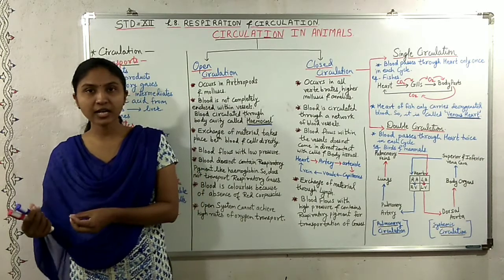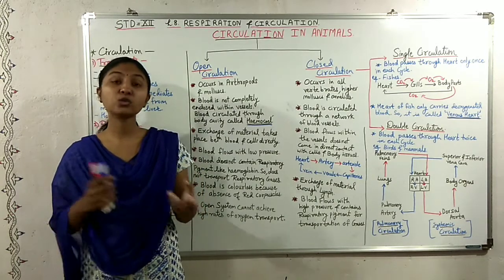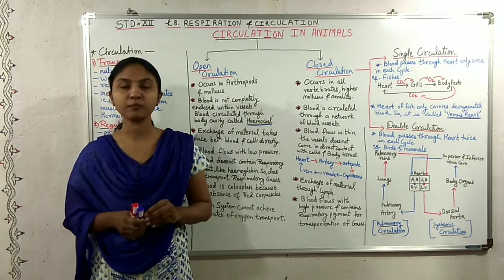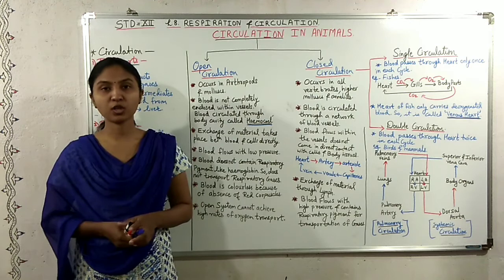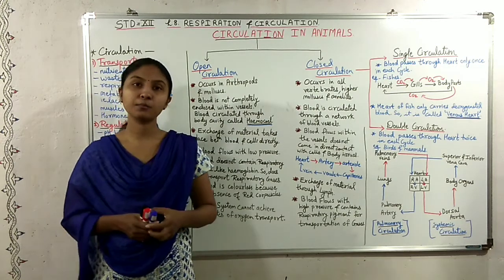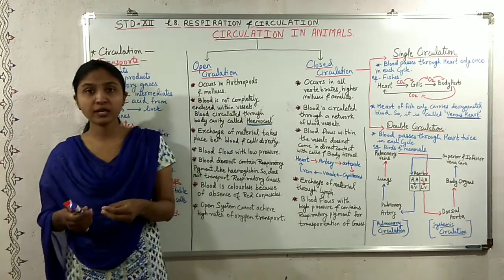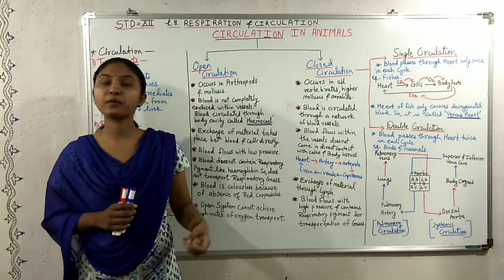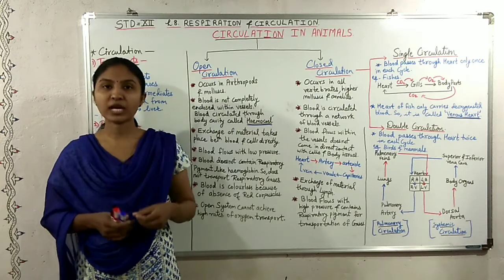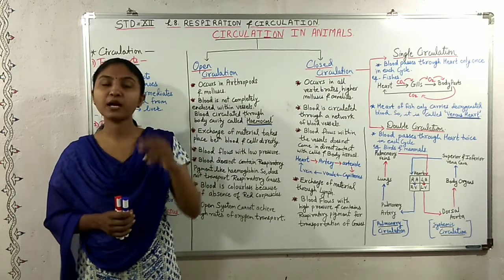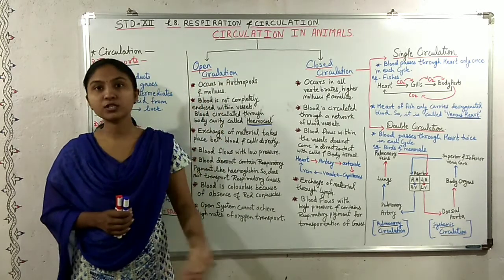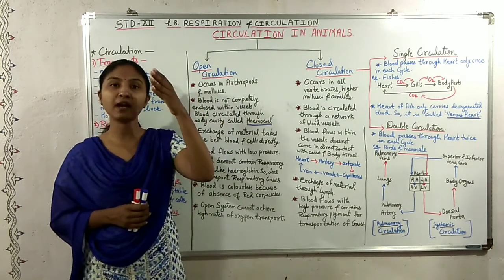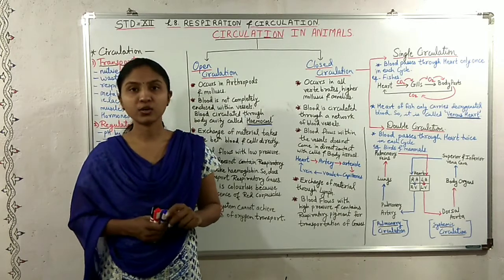Now in higher animals, from annelida to chordata, these animals have a special fluid which helps in the transportation of the nutrients, and that is the blood. This blood is pumped from the heart to the different tissues through the vessels. This flow of the blood from the heart to the tissues and from the tissues again to the heart is called circulation.